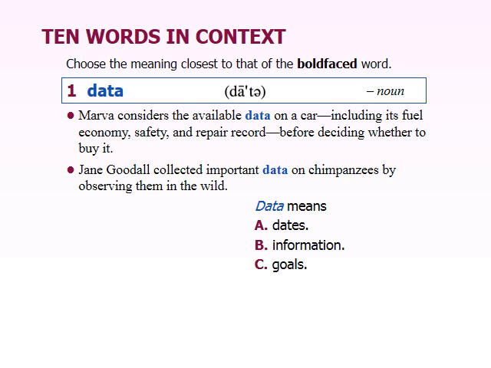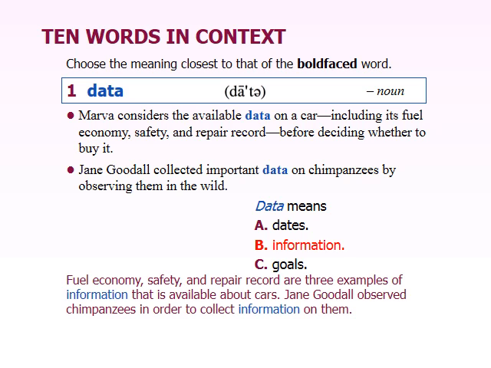Marva considers the available data on a car, including its fuel economy, safety, and repair record, before deciding whether to buy it. Jane Goodall collected important data on chimpanzees by observing them in the wild. So data means information. On page 107, data is number 5. It's information gathered for study or a decision.